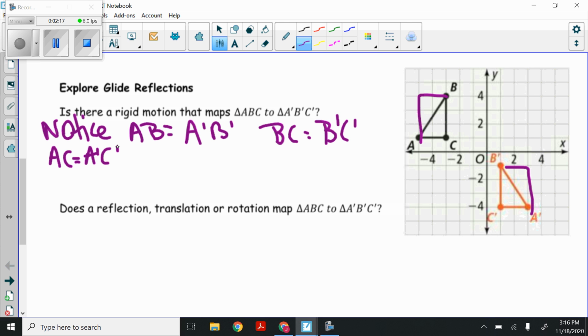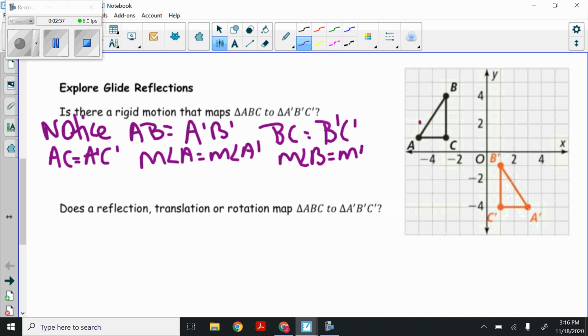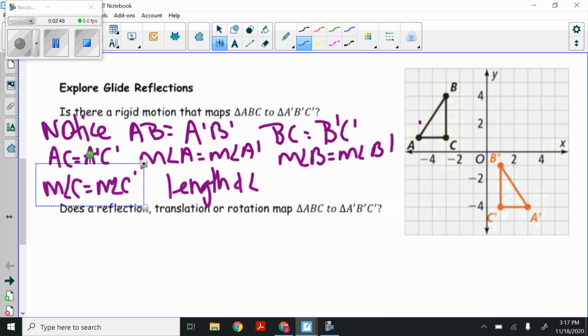Let's look at the measures of the angles. Okay, so I'm going to get rid of those lines that I just drew. So look at angle A and angle A prime, angle B, B prime, C, and C prime. We notice that they are the same. So the measure of angle A is equal to the measure of angle A prime. The measure of angle B is equal to the measure of angle B prime. And the measure of angle C is equal to the measure of angle C prime. The length and angle measure were preserved. Therefore, I have a rigid motion.